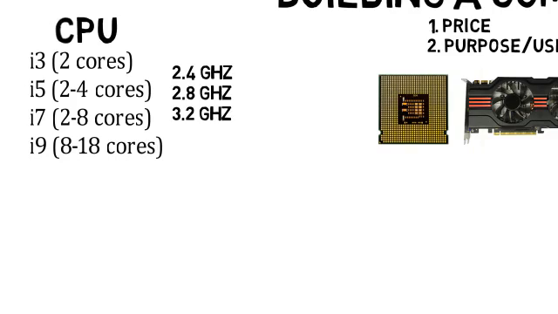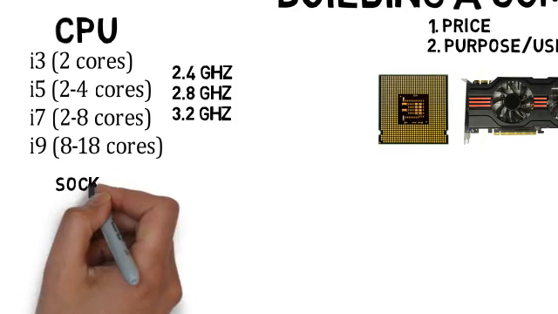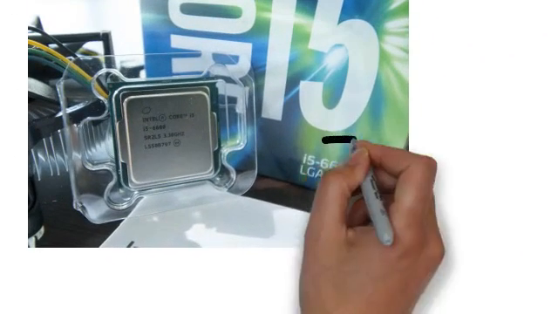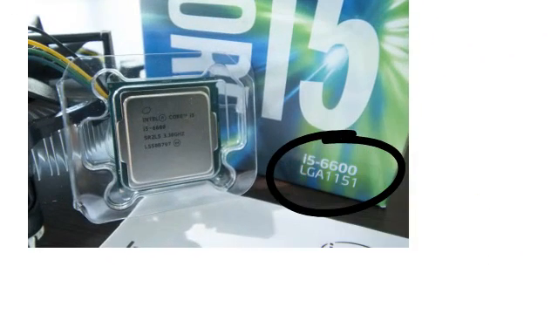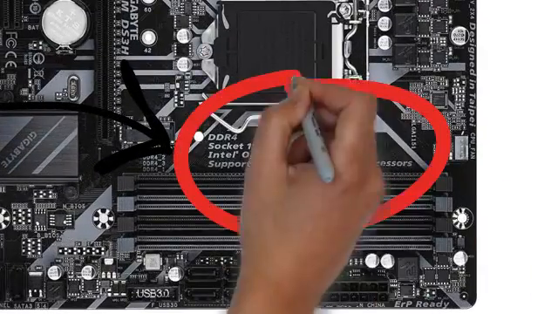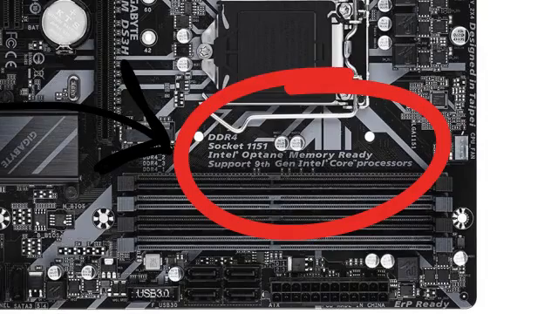Based on the CPU that you have, you'll have to pick a motherboard to help support that CPU. Each CPU is going to have a socket chipset. This is the code that tells what type of CPU the motherboard can handle. You must make sure the CPU socket chipset and the motherboard chipset match.